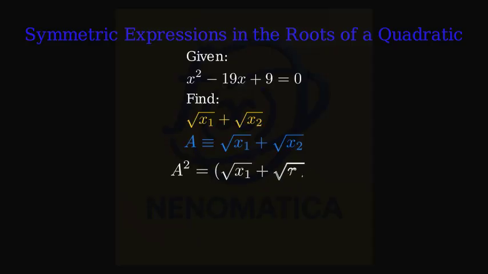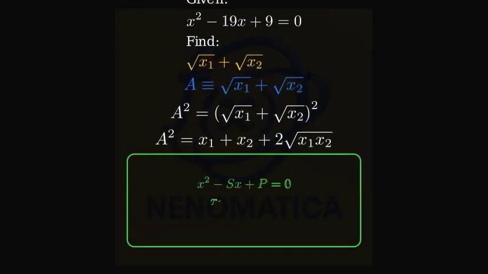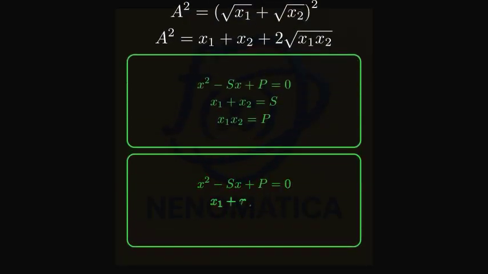Step 2. Square both sides to remove radicals in a symmetric way. A squared equals the quantity square root of x1 plus square root of x2, squared. Step 3. Expand the square. That is x1 plus x2 plus 2 times square root of x1 x2. Step 4. Use Vieta's formulas. For a monic quadratic x squared minus sx plus p equals 0, the sum of the roots is s and the product of the roots is p. Here s equals 19 and p equals 9.